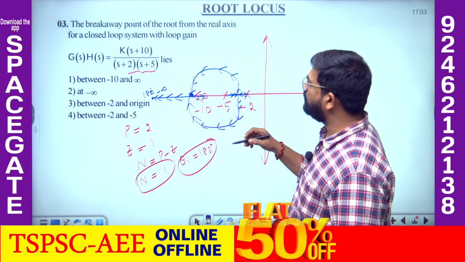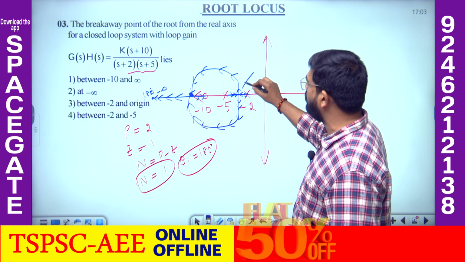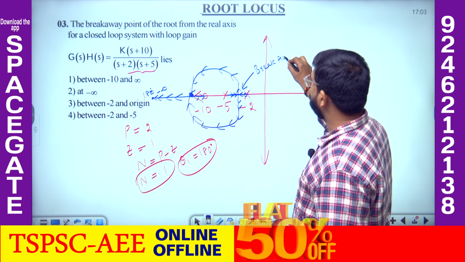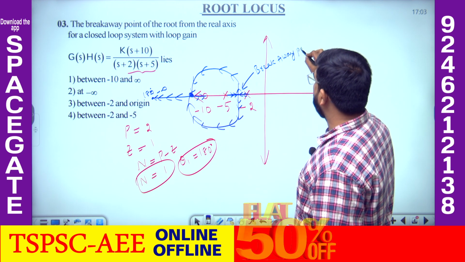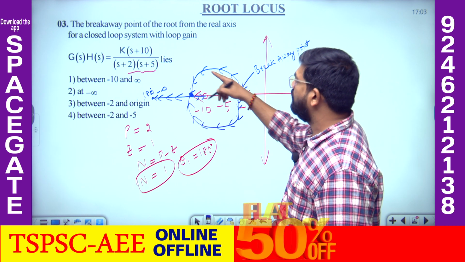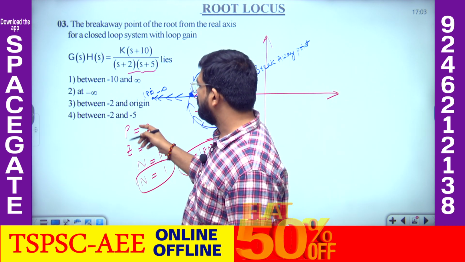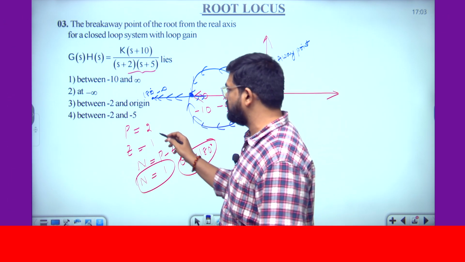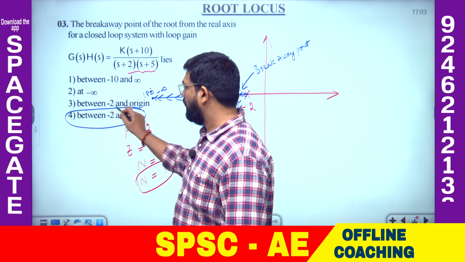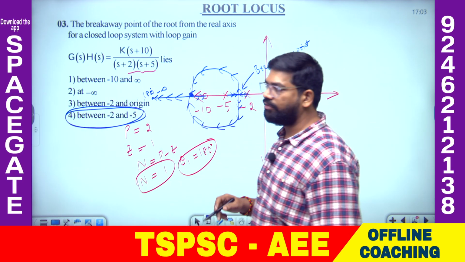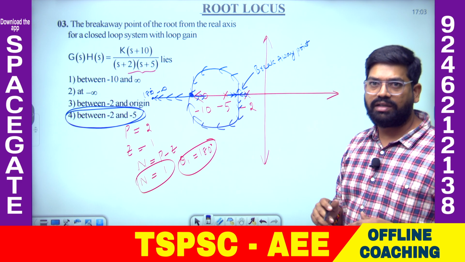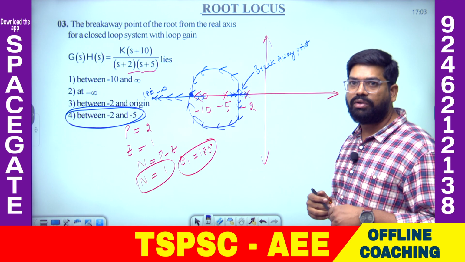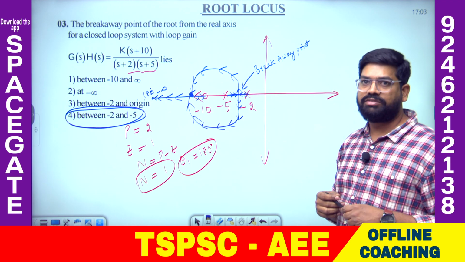So if you observe, what is the question? The breakaway point exists in between. Okay, here only we get the breakaway point. So where does the breakaway point exist? The question is, the breakaway point exists in between -2 and -5. Which option? Okay, in between -2 and -5 only. So the fourth option is correct, right or not? For this question, the fourth option is correct. In this way you have to answer by just checking the root locus for the given open loop transfer function.